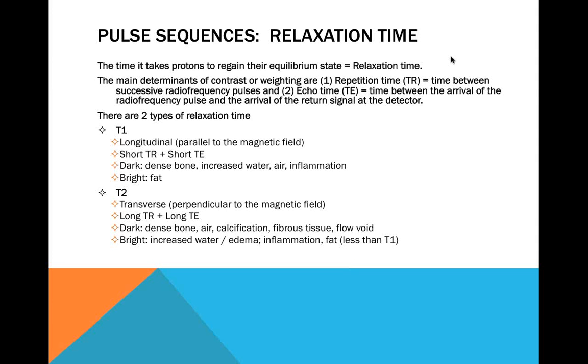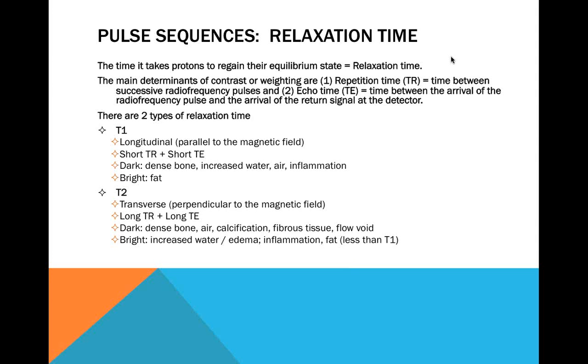So when you're talking about MRI, you're going to hear about something known as pulse sequences. One of the pulse sequences is relaxation time. Relaxation time is the time that it takes protons to regain their equilibrium state. And the main determinants of contrast or weighting are 1, repetition time, which is the time between successive radio frequency pulses, and 2, echo time, the time between the arrival of the radio frequency pulse and the arrival of the return signal at the detector.